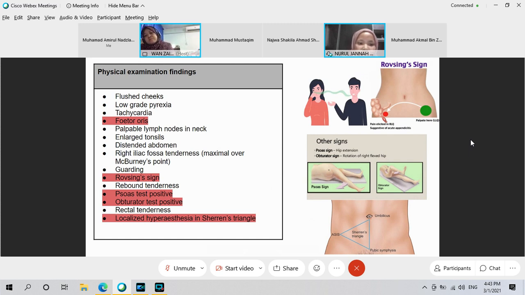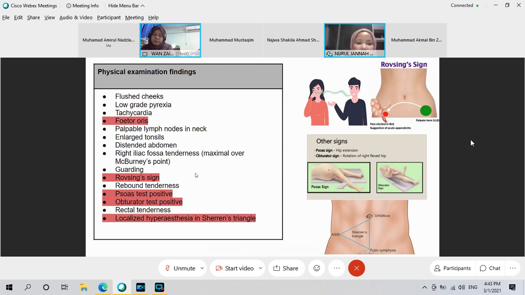Then the patient may have rebound tenderness. Psoas test positive. The psoas test indicates irritation to the iliopsoas group of flexors in the abdomen. To test for it, the patient needs to lie on the left side, and then the right leg needs to be extended backward. If pain is elicited, that means the psoas test is positive.